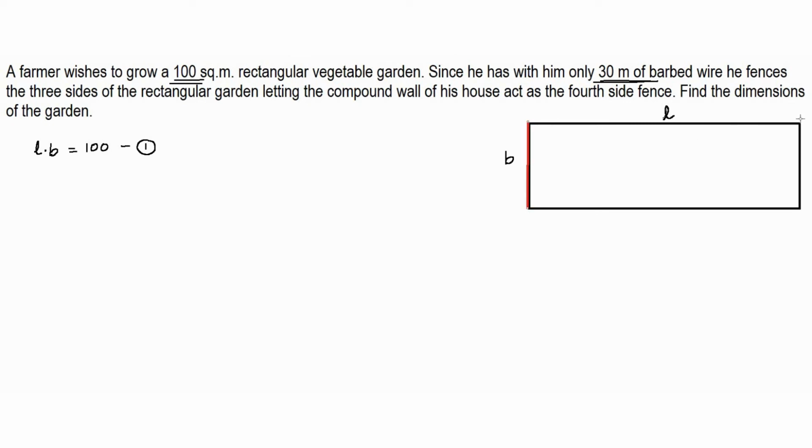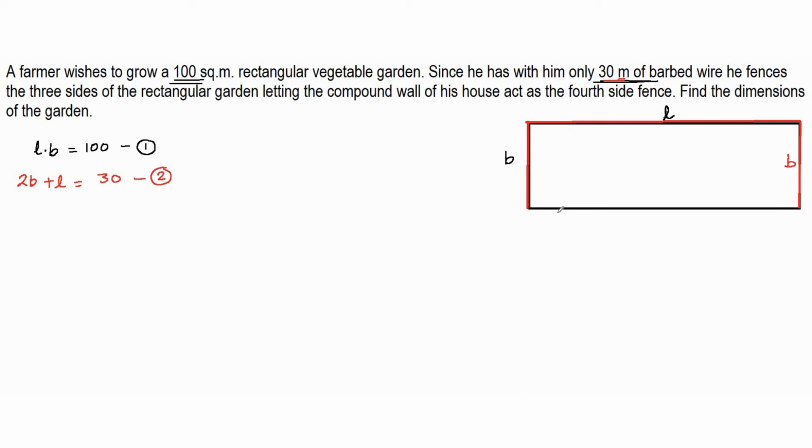So let's assume that he is trying to fence these three sides. So he is fencing these three sides, and therefore the combined length of these three sides should be equal to 30 meters, right? Because we know that he is fencing only three sides. The combined length of these three sides is 2B + L. This 2B + L should be equal to 30. This is the second equation.